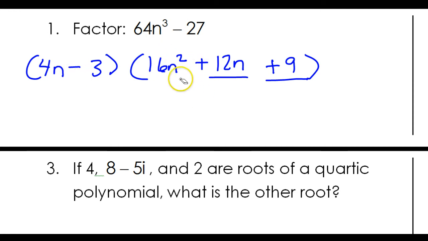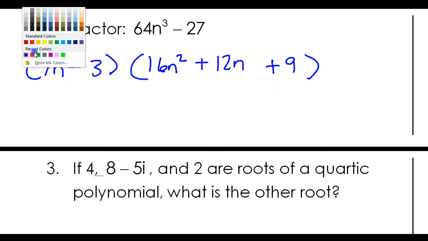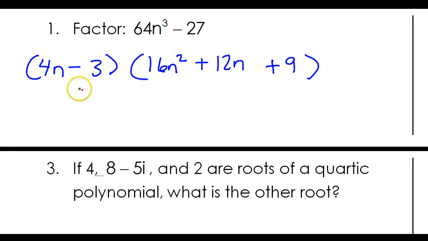In fact, speaking of signs, there's a little acronym that will help you remember. It's called SOAP. S-O-A-P. SOAP. It stands for same, opposite, always positive. That will help you remember these 3 signs. The first one is the same, the second one is opposite of what you started off with, and the third one is always positive. And that is how you factor the sum or difference of two cubes.